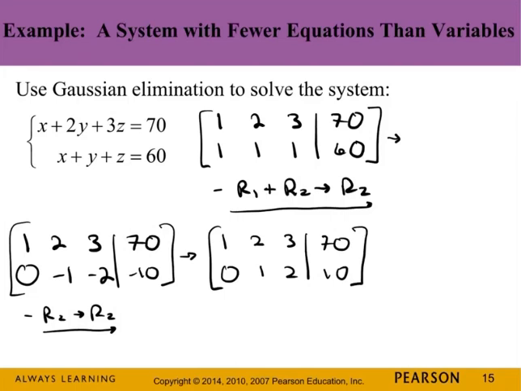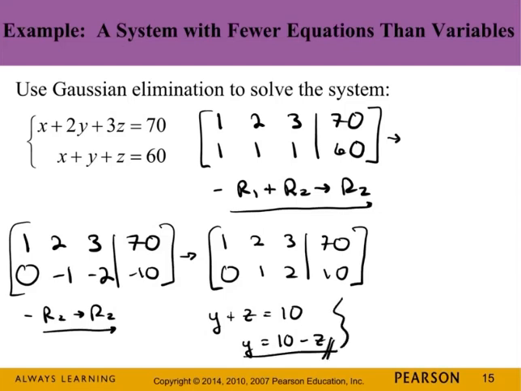So then if we do the same thing we did in the previous, we can say that Z is a free variable. We can write X and Y in terms of Z. So then, for instance, that second row is saying Y plus Z equals 10. So then Y equals 10 minus Z. Okay. So that's one result.